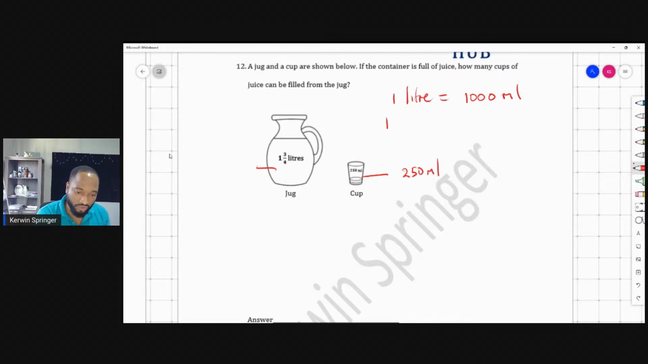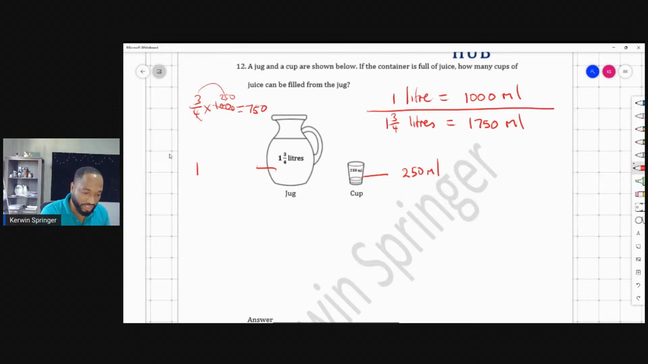And SEA loves to give you a 1/4 liter, a 3/4. So we know that 1 3/4 liters, tell me if you all see this immediately, would be 1,750 milliliters. Because 3/4 of 1,000 is 750. 4 could go into 1,000, 250 times. 3 times 250 is 750. Check it out. So really and truly, I could put 1,750 milliliters here.